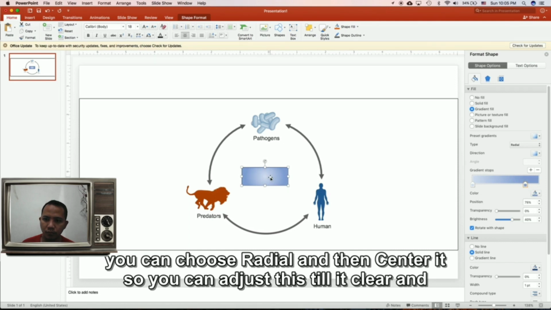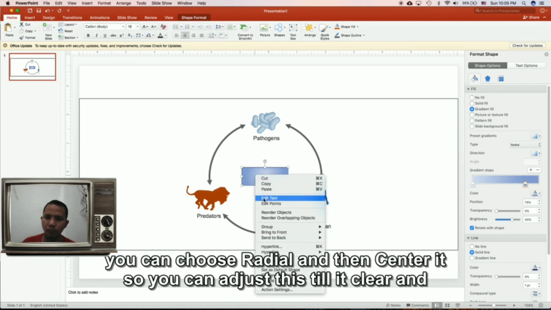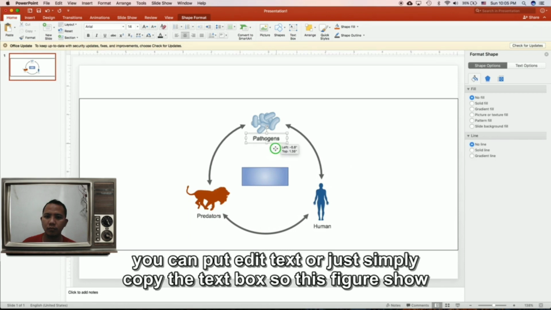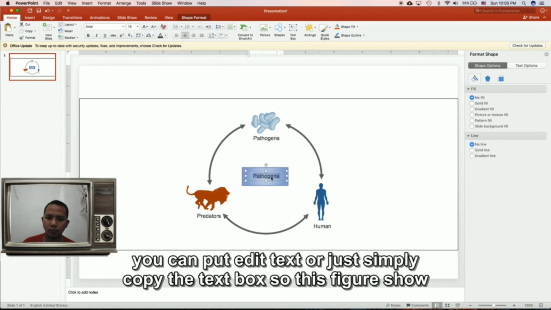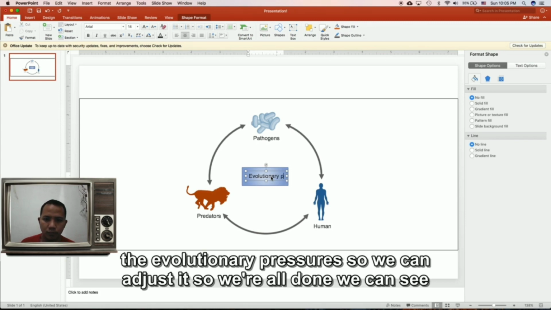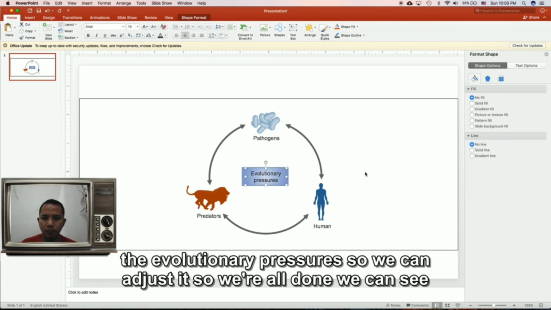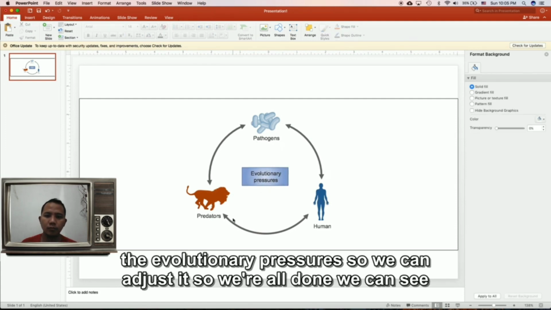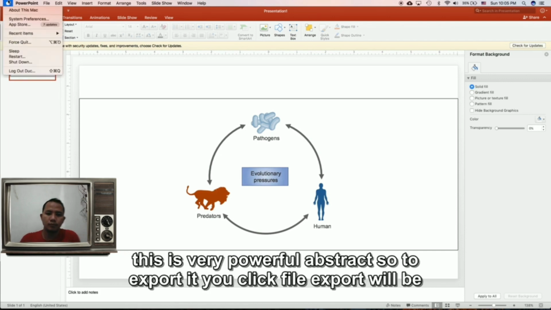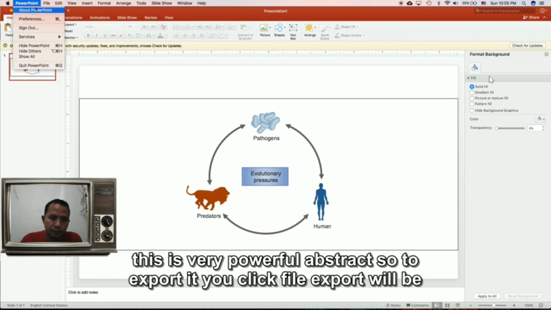So you can adjust this until it's clear, and you can edit the text or just simply copy the text box. So this figure shows the evolutionary pressures. So we can adjust it. So we're all done. You can see this is a very powerful abstract.